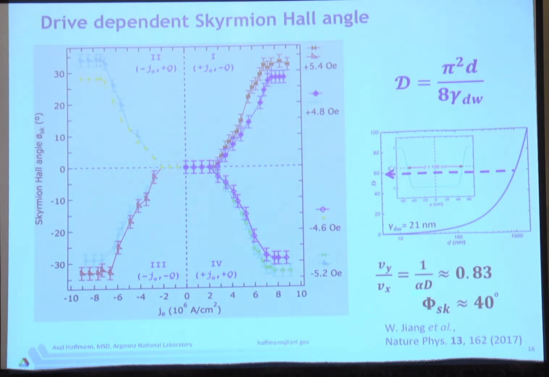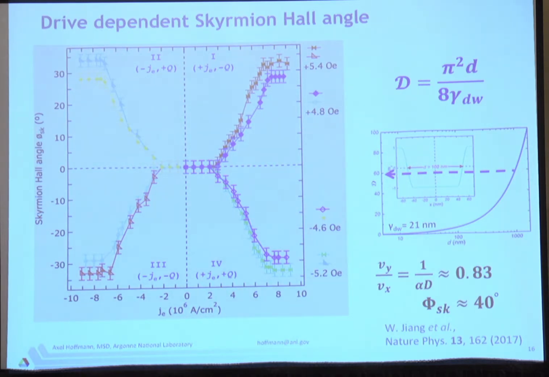What's more interesting is, from this you also expect that the skyrmion Hall angle should increase as you decrease the size of the skyrmion. Now, we can play a little bit with the field. If we go from 4.8 to 5.4 oersted, then we decrease the skyrmion size from about 800 nanometers to about 600 nanometers. And indeed, we see that the Hall angle goes up very much consistently with what we expect from here.